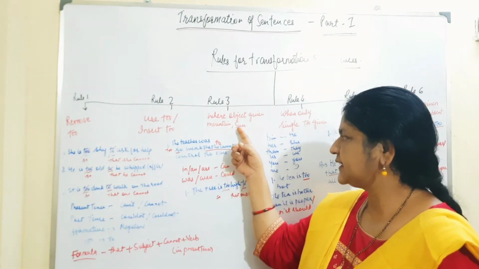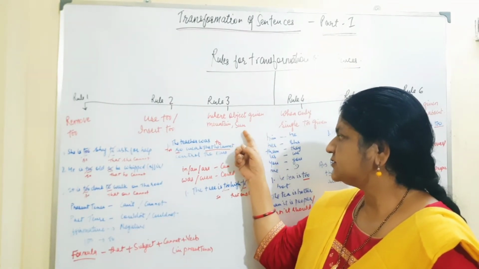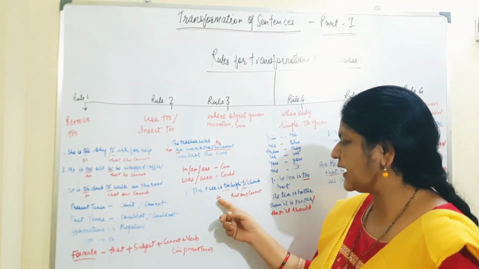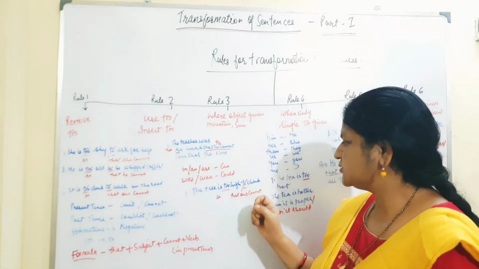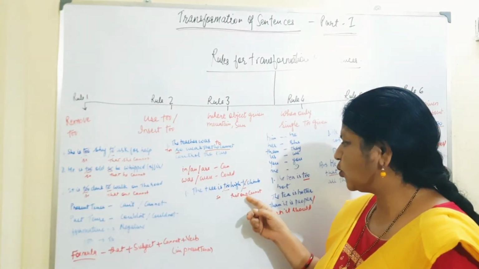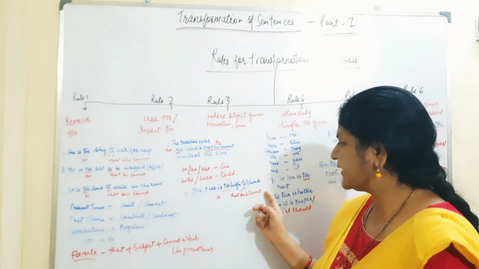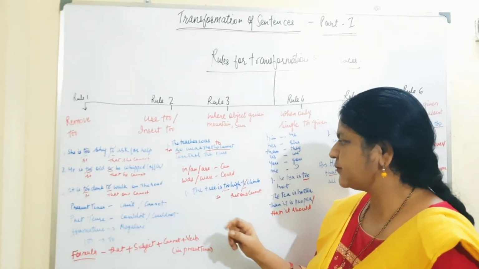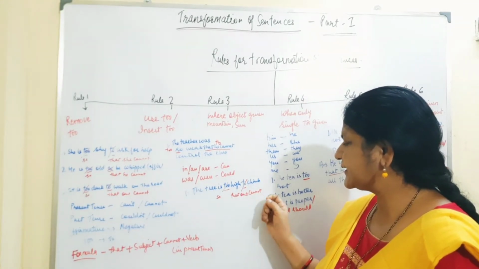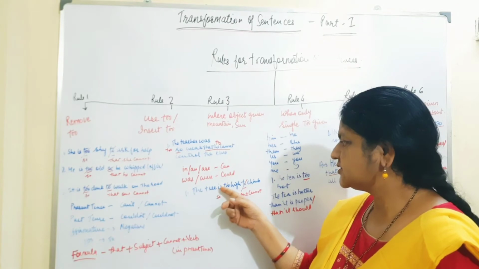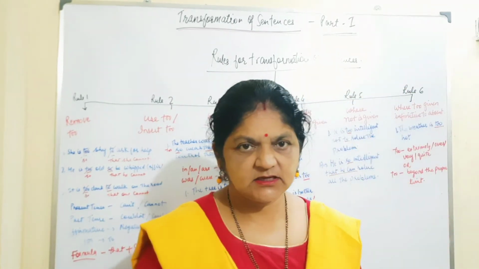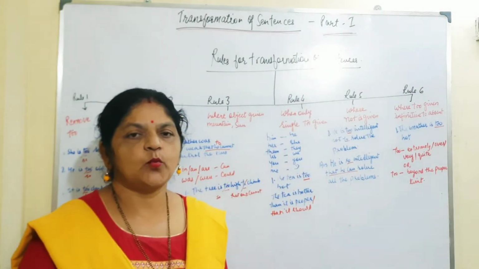Similarly, we can take another example. The tree is too high to climb. First of all, remove too and replace it with so. Then remove to and replace it either by that no one or that one cannot. So the sentence will be, the tree is so high that no one can climb it, or the tree is so high that one could not climb it. You can write it in either way.